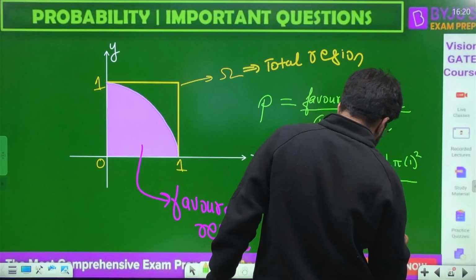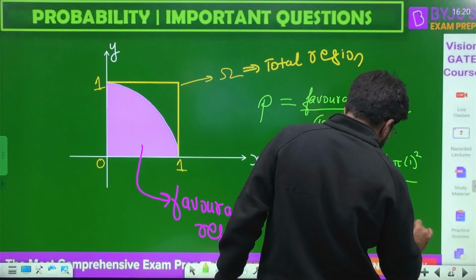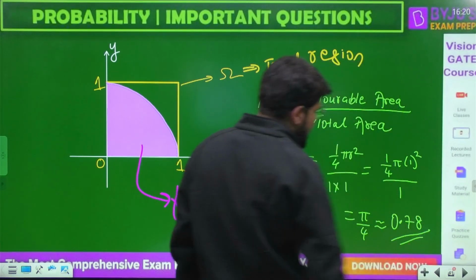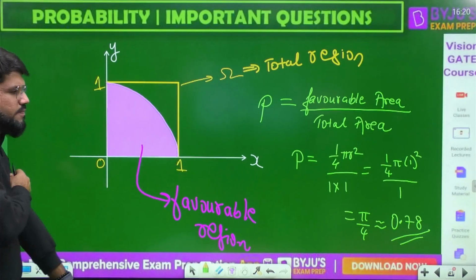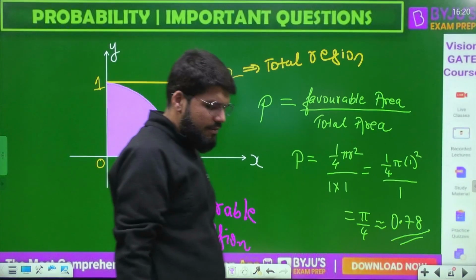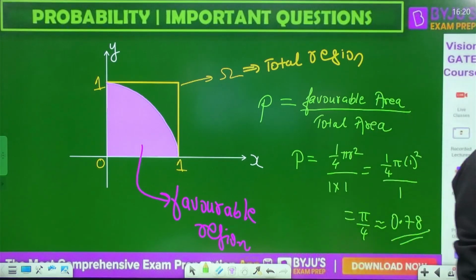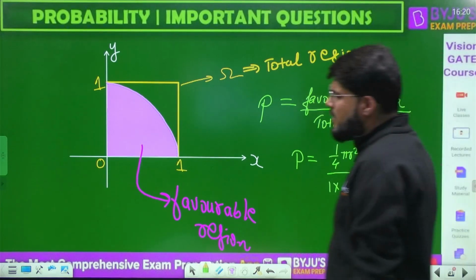For a numerical answer type, pi by 4 is 0.785, so 0.78 approximately can be taken. Done. That is the answer.